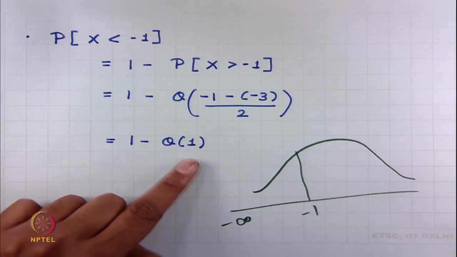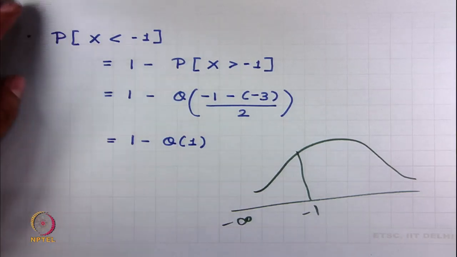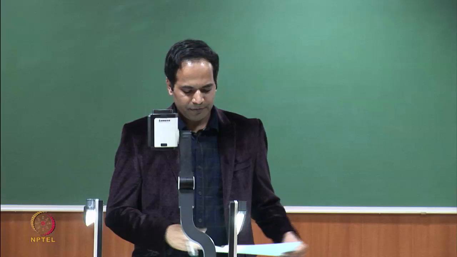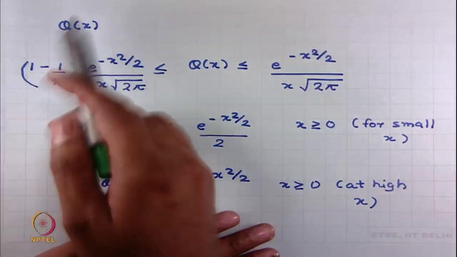So, these examples hopefully will make you comfortable with this Q function. Most of the error formulas that we will obtain will be in terms of this Q function. So, it would be a good idea to do some more examples on this Q function by yourself. Also, it would be a good idea to think about some approximations of this Q function.